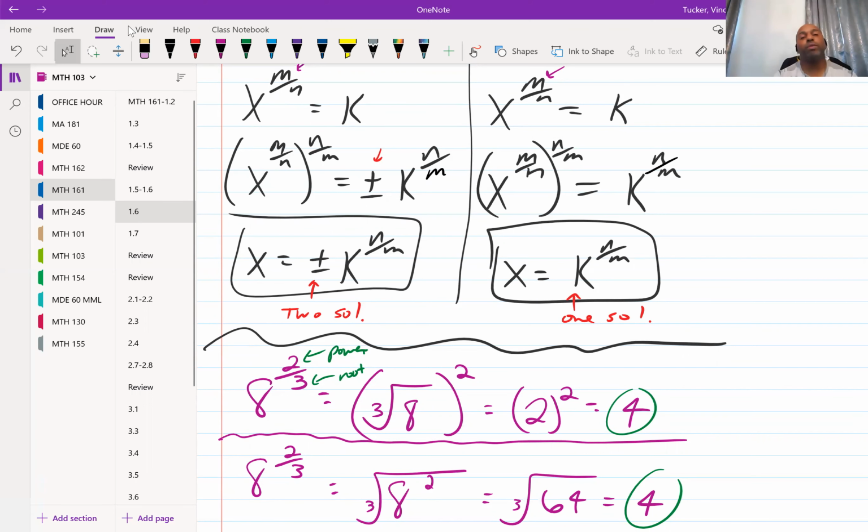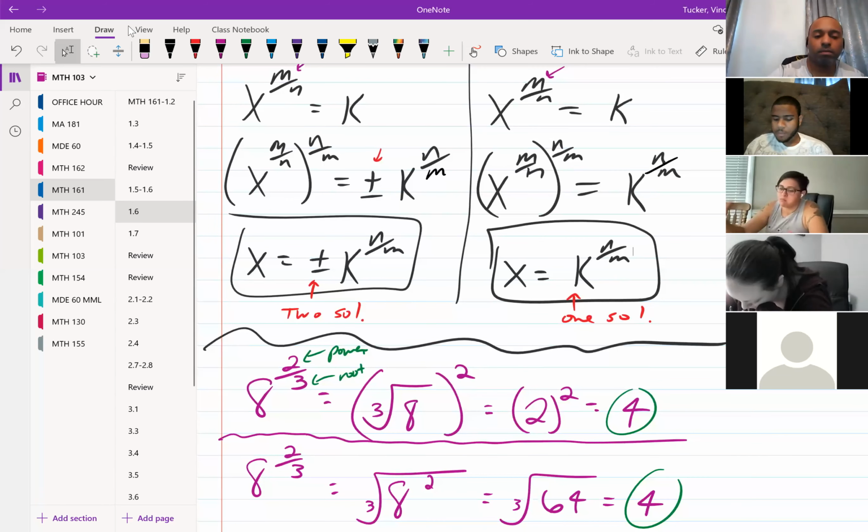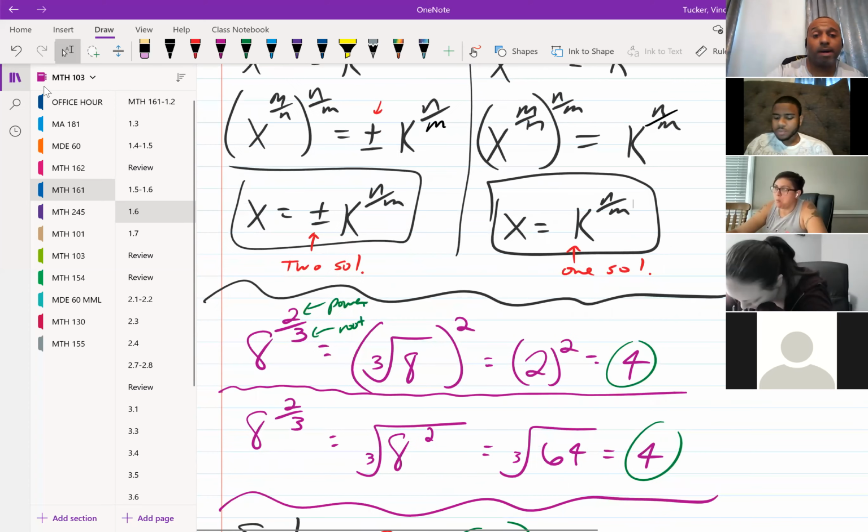If you take the cube root of 8, that's 2, and 2 squared is 4. Or if you square 8, that's 64, and then the cube root of 64 is going to be 4. So it doesn't matter, once again, what order you do it in, just make sure you hold true to the right principles. Your denominator will always be the radical or the root. The numerator will always be the power. All right. So when we go about solving this, make sure you keep that in mind.